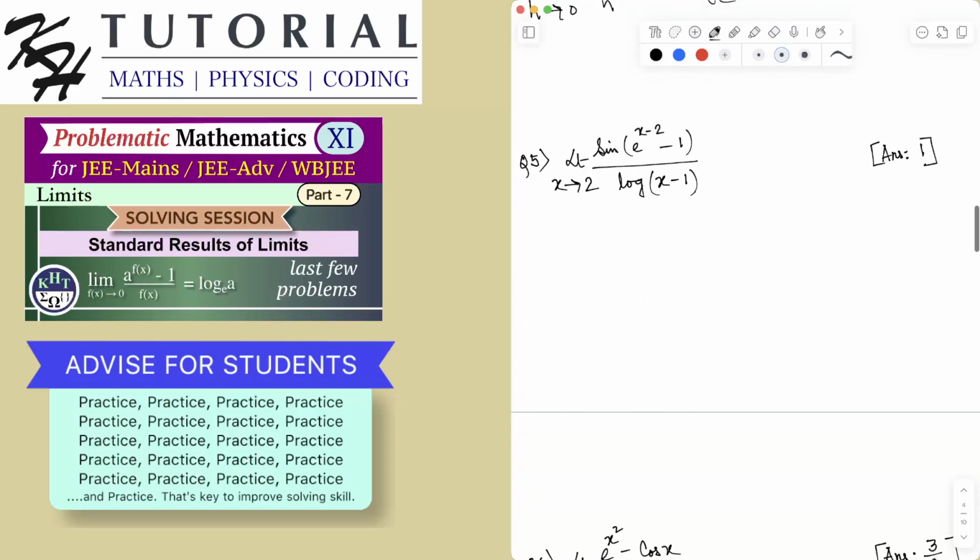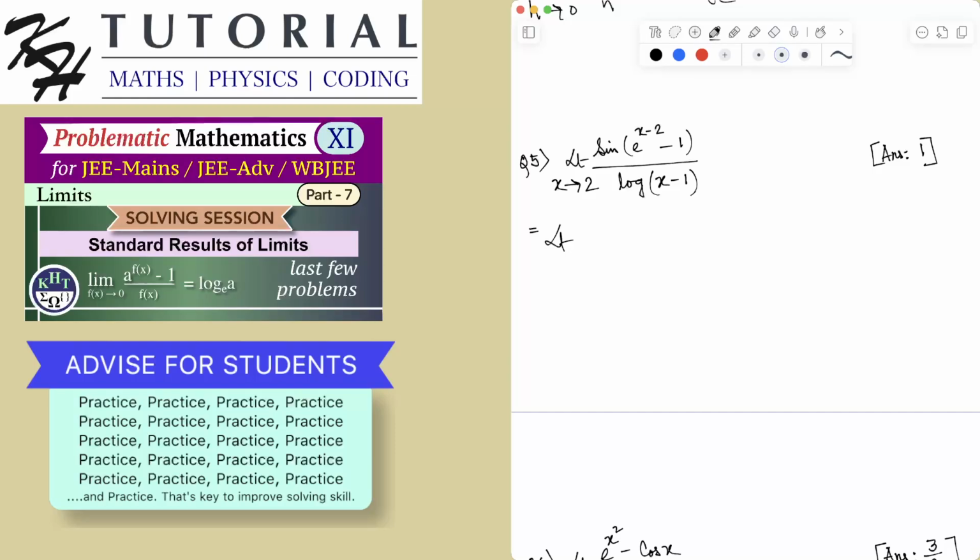Let's see this problem. We are having x tending to 2, sine of e to the power x minus 2 minus 1 divided by log of x minus 1. I have sine, so by intuition I must create the form sin x by x, and I also see that e to the power x minus 2 minus 1 is somewhat related to the standard result a to the power alpha x minus 1 divided by f x.